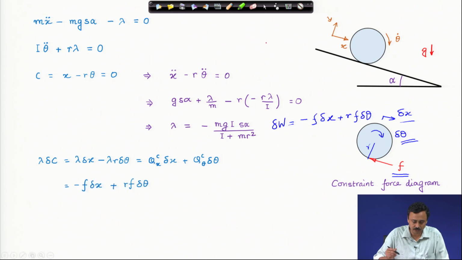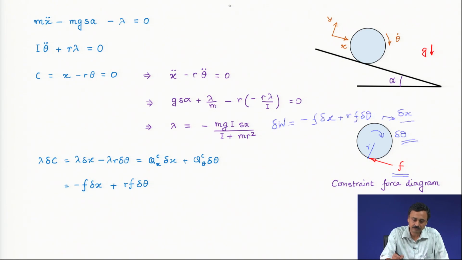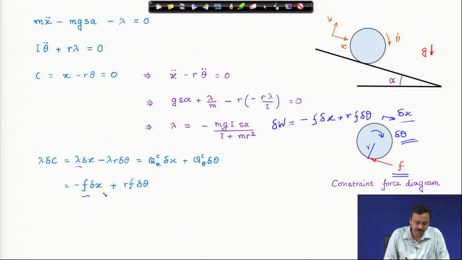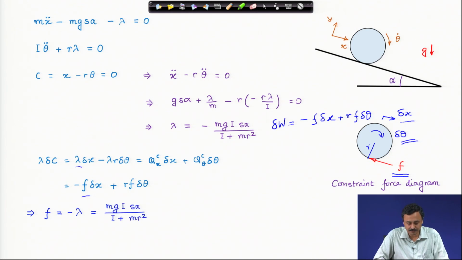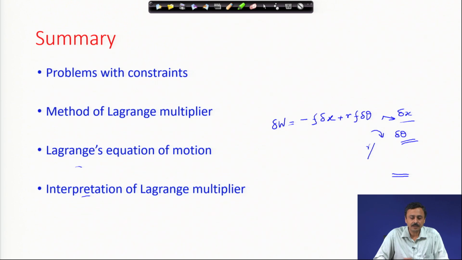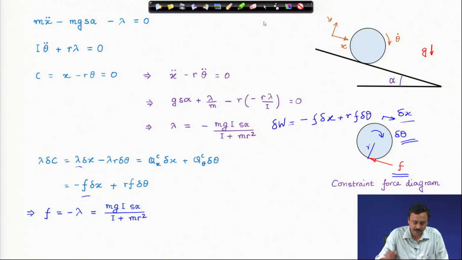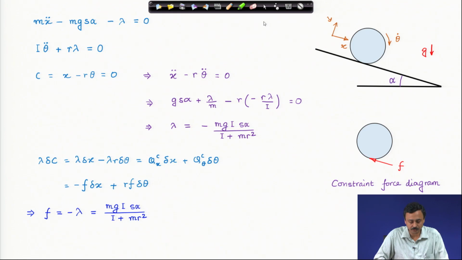Now, that is what I am going to use, minus F delta x plus r F delta theta, from where I can actually interpret. What do I interpret from here? That my constraint force, that friction force F, must be minus lambda. Here lambda has the dimensions of force. F must be equal to minus lambda, and lambda's expression we know. So, this was our friction force, the constraint force.